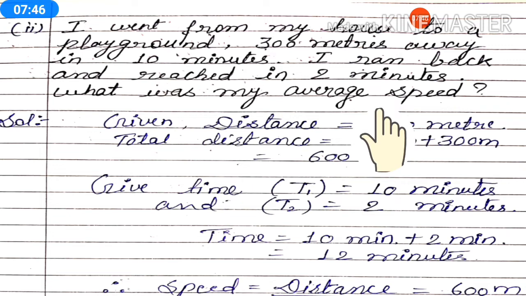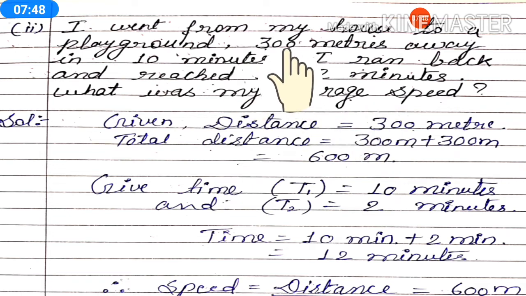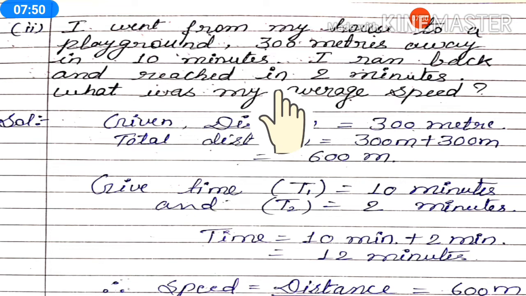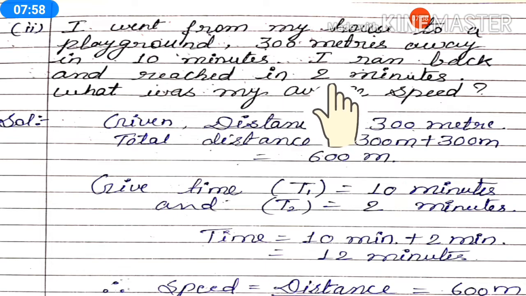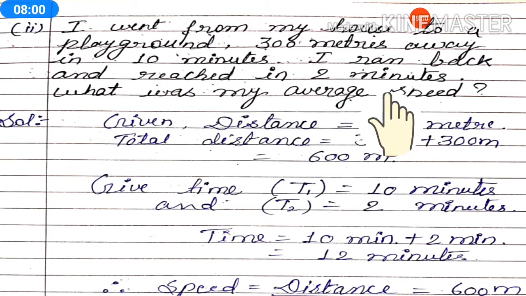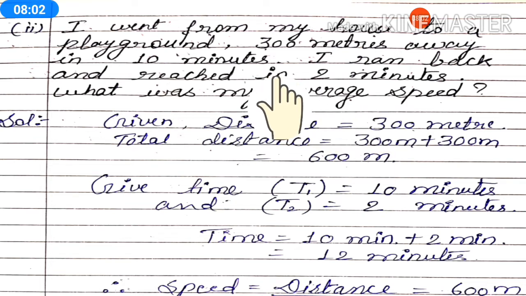Why? Because here the distance is the same, 300 meters. One time he is going, taking 10 minutes. The next time he is returning the same distance, again 300 meters, and it is covered in 2 minutes. So here two distances and two times are there. That's why we have to find the average speed.